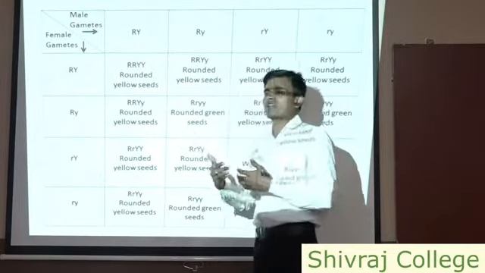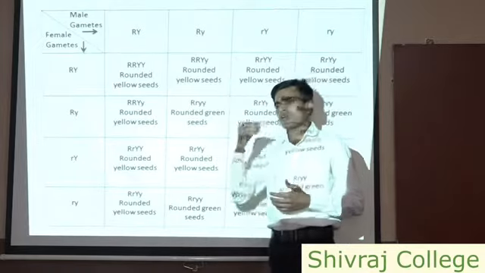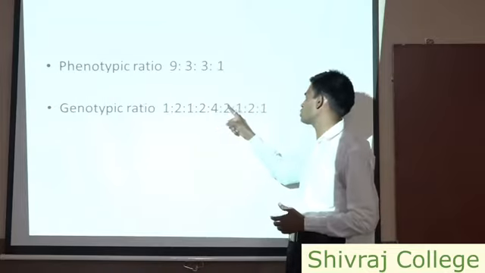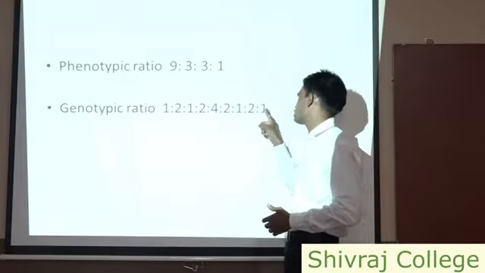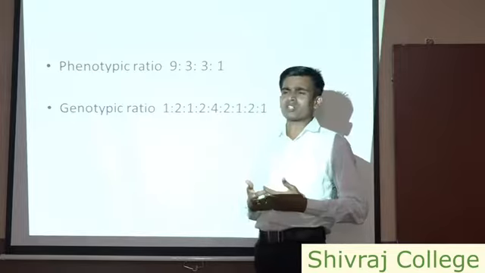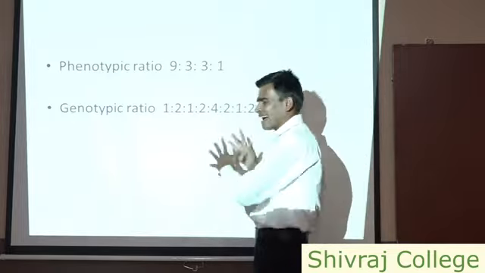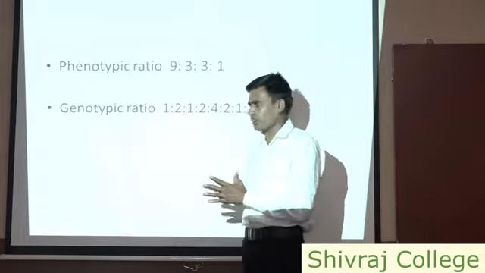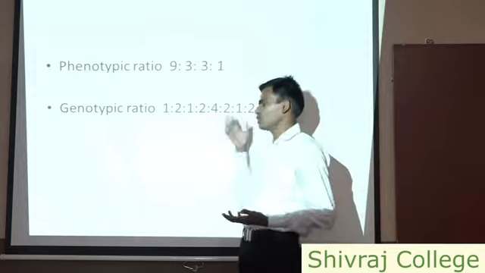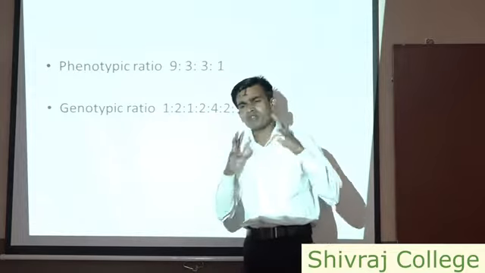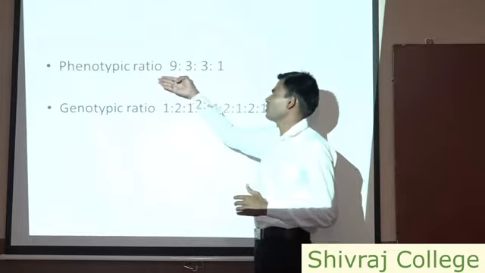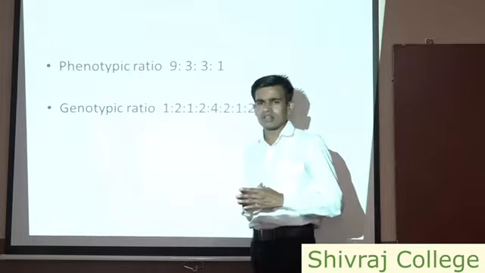The genotypic ratio is 1:2:2:4:2:1:2:1. We obtain this genotypic ratio from the Punnett square. When you represent the Punnett square, you will easily get the genotypic ratio. So that is the dihybrid cross, and it represents the phenotypic and genotypic ratio.